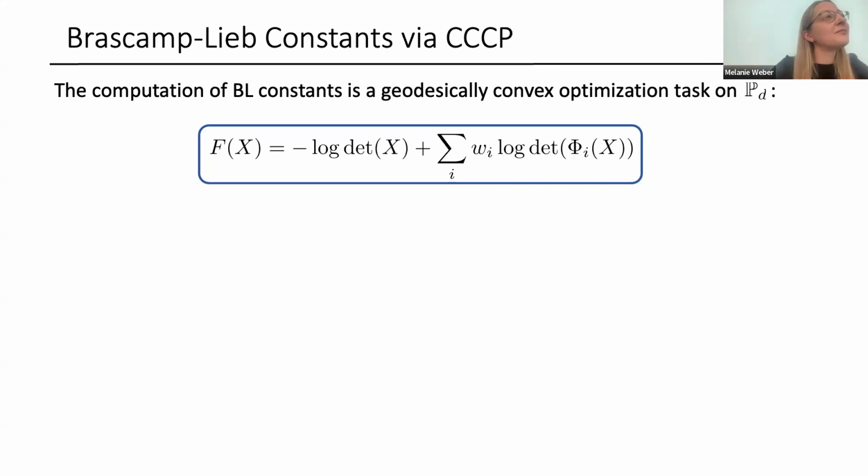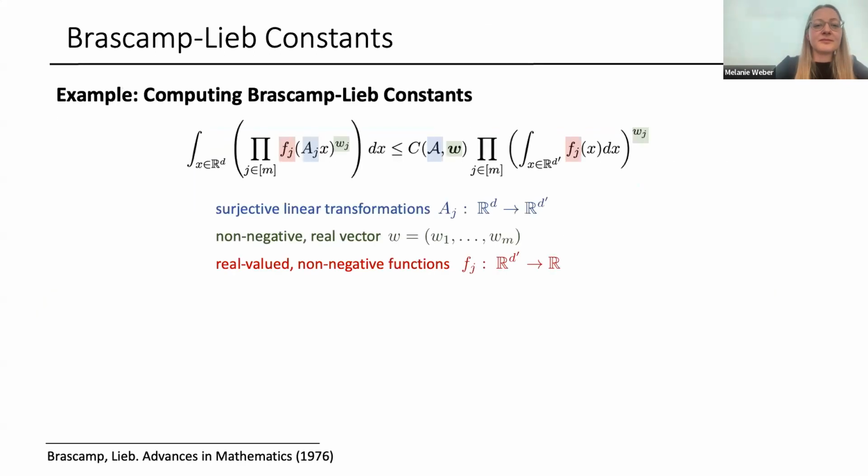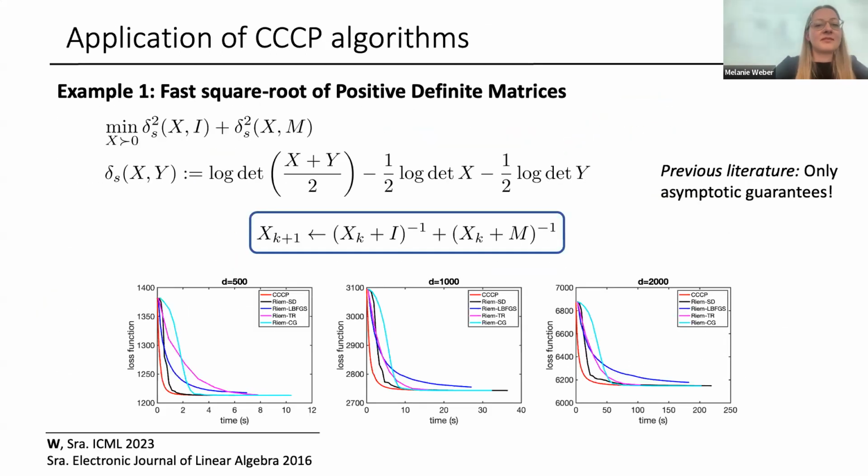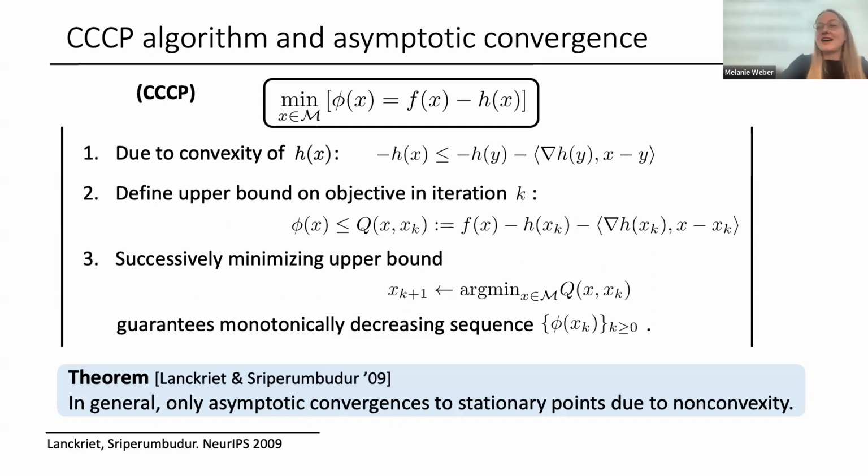Like in CCCP, if H is not smooth, you can't do this linear approximation so easily. Can you just pick something from the subdifferential? No, we need, so if F is not smooth, you can handle it, but H has to be smooth. Otherwise it doesn't work.